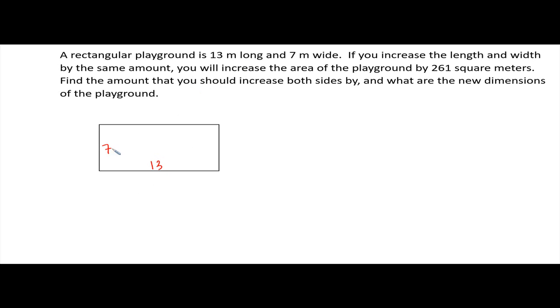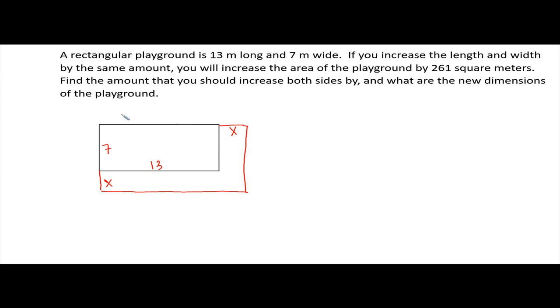by 7 meters, okay? Now, basically what's happening is this: if you increase the length and the width by the same amount, so we're going to make the sides longer by some amount, it's going to be the same amount. So basically the rectangle will get bigger. Now, we don't know what this amount is, so we'll call this amount x. So it's the same for both sides, x.